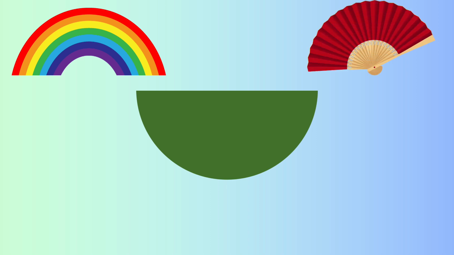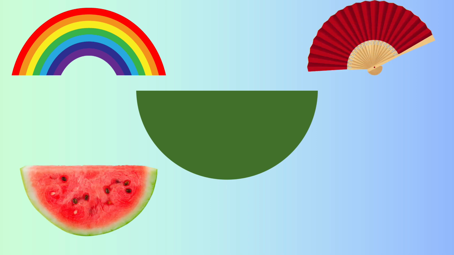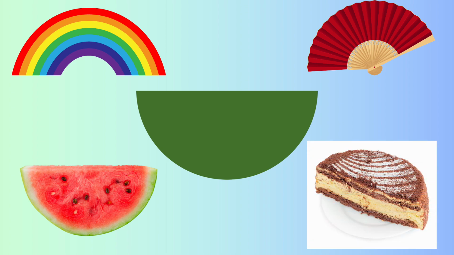Semicircle, semicircle. Rainbow, a fan, a slice of watermelon, and half a cake. These are all semicircle shape.